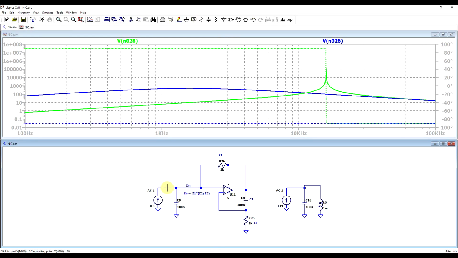And with our active circuit, we are getting a similar impedance profile. It's just that the resonance frequency is at a different point, but the phase no longer changes, so it stays more or less constant at minus 90.